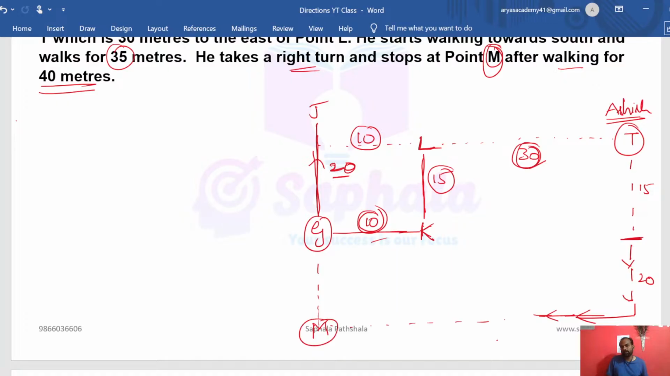ಈ ಡಿಸ್ಟೆನ್ಸ್ ಎಷ್ಟು ಅಂತ ಹೇಳಿದಾನೆ? 40. So if you draw a line here, this will be 10 and the remaining portion will be 30. So total will be 40. Okay, now you know the points. I'll just highlight the points by marking them with a different color. Here J, here it is L, here it is G.